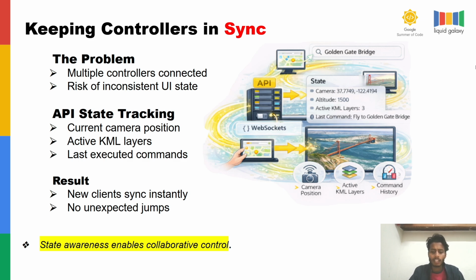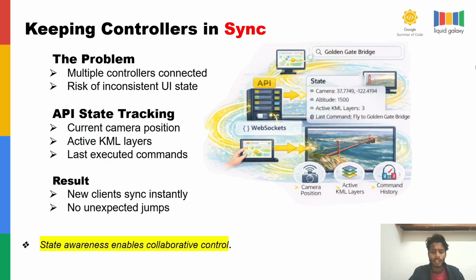This is where API state tracking becomes important. The API keeps track of things like the current camera position, which KML layer is active, and what the last command was. Because of this, the API always knows the current state of the system. So when a new controller connects, it does not start from zero. It immediately syncs with the current state.